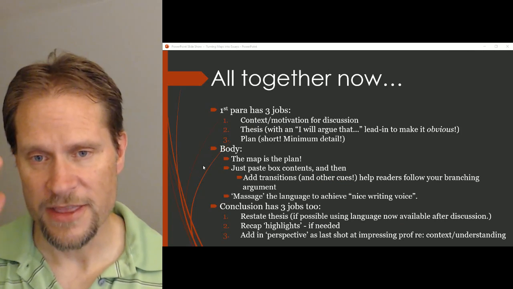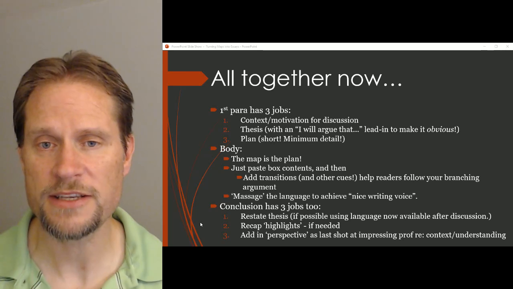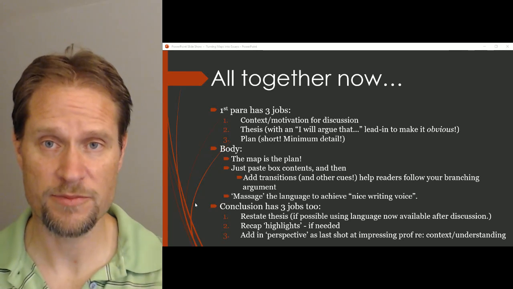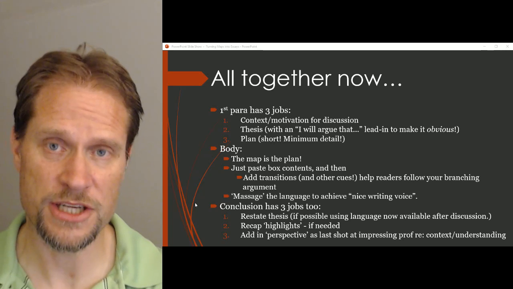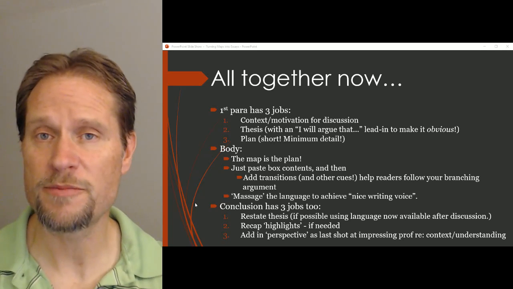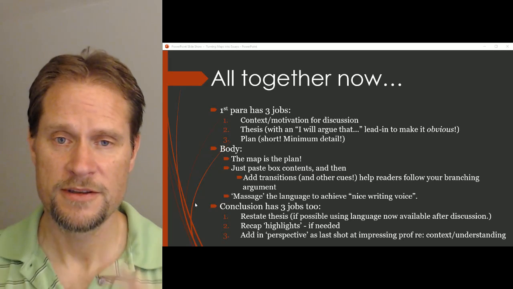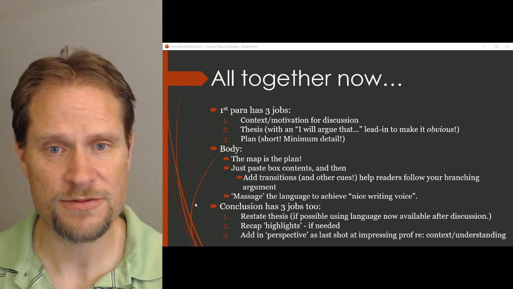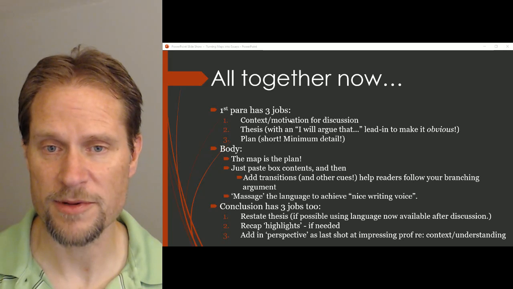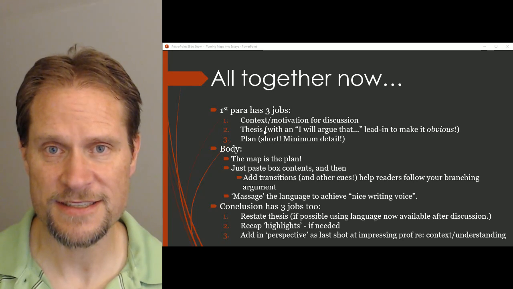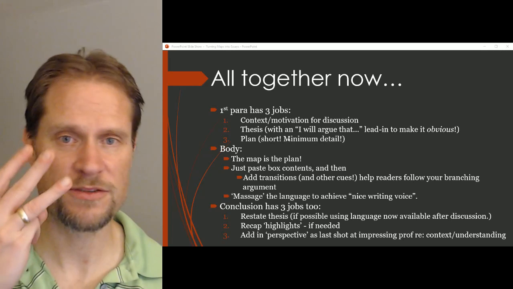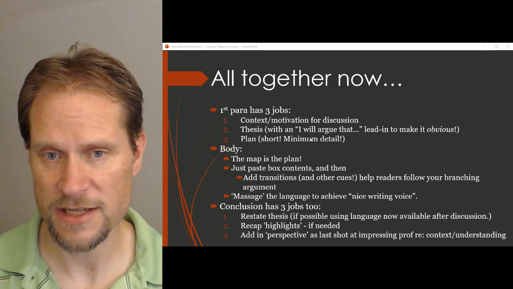Okay, so this is all together. This is the recipe after you have produced your map, right? Because the map is the place where we sunk all our intellectual energy into developing the map that is the argument of your paper. This is how you write your paper after you've got your map. You have a first paragraph. It does three jobs, right? It does one new job that's not included in your map. Then it does the thesis, which is in your map, and then it really just says, my map has three main reasons, right? Bam, that's your plan, right?